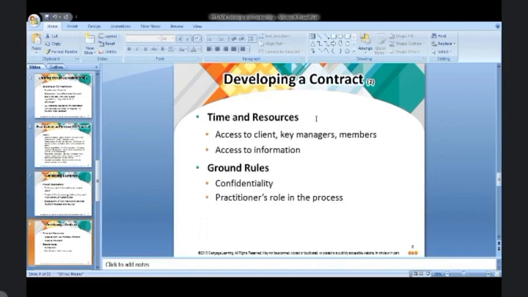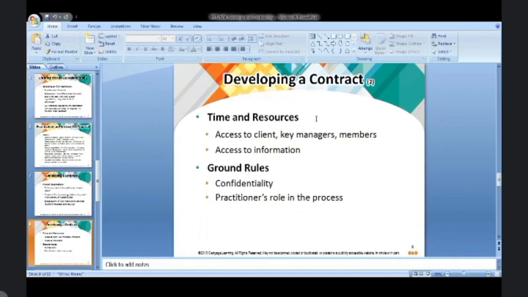Second, time and resources: what time both the client and the OD practitioner will invest in this OD process, and what resources will be provided, whether access to the key managers or members, or whether the OD practitioner has the resources to access information, etc. So, time and resources.